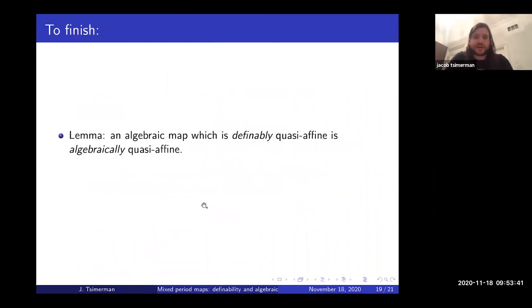Okay, but to finish, I'll say a couple of words here. We sort of pretended that point by point it's enough to check, but it's not, in fact. So how do you check that you actually get something quasi-affine? First of all, it's enough to check that it's definably quasi-affine instead of algebraically, which is really nice because it's very hard to work algebraically on the base. It's much easier to work with definable neighborhoods.